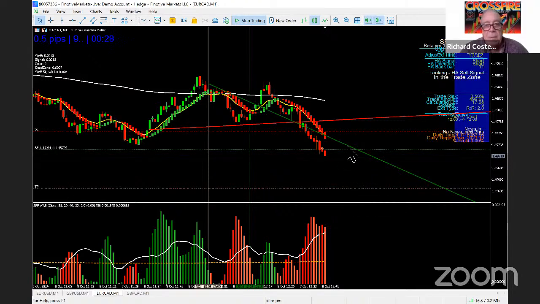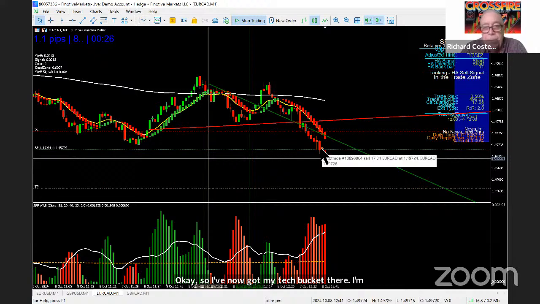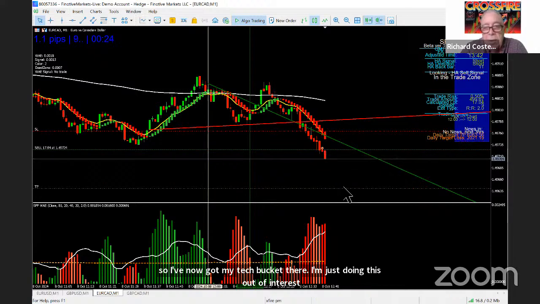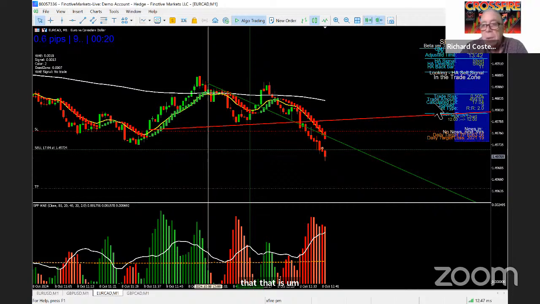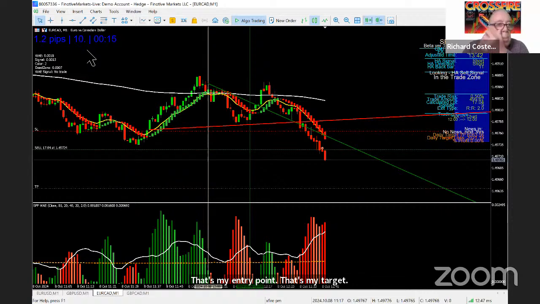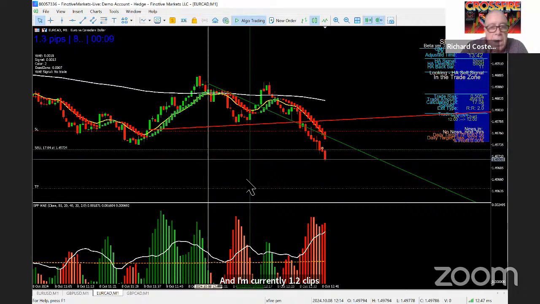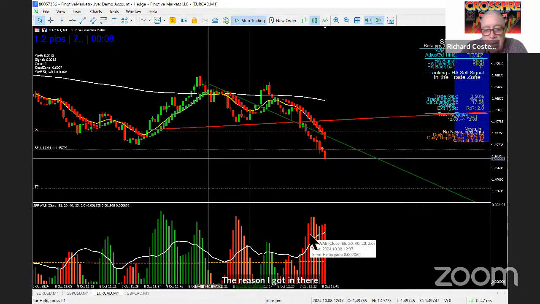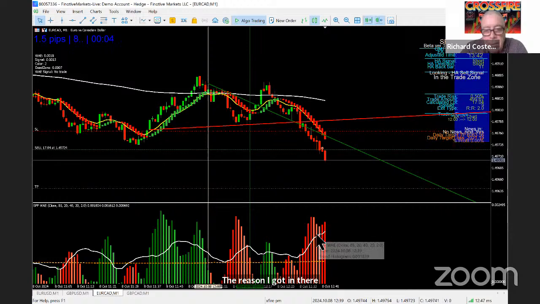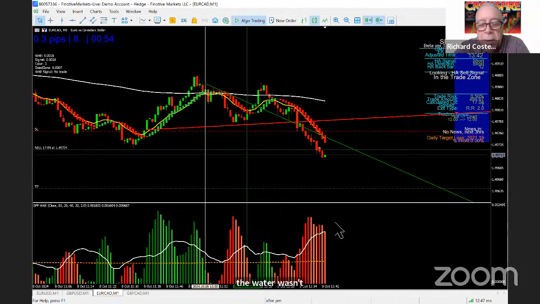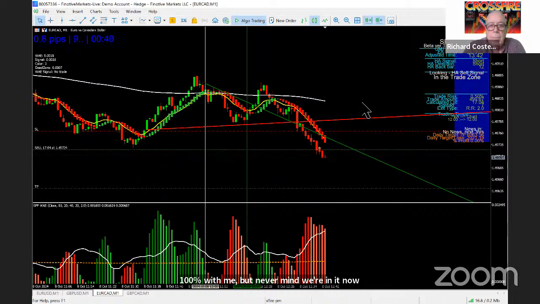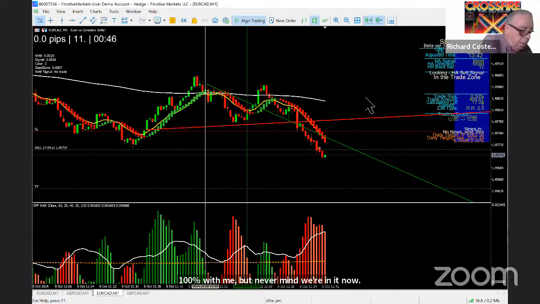I'm just doing this out of interest. That's my entry point. That's my target. My lot size is already there, and I'm currently 1.2 pips up. The reason I got in there was, actually, I probably shouldn't have gone in there, but never mind, we're in it now. I just need to make a note about that thing we need to sort out with Oliver.